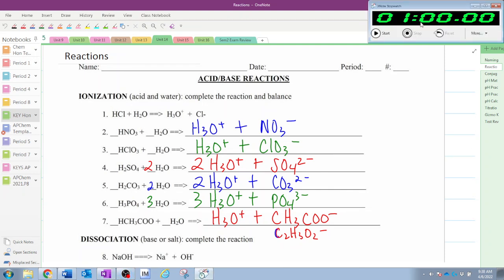So here we go. Here's 1 through 7 on the board. And by the way, acetate can be written in either format. That's why I wrote it both ways for number 7.